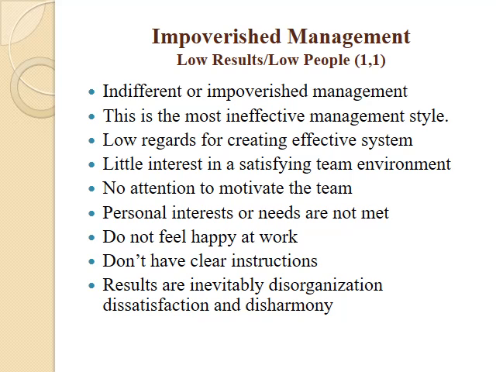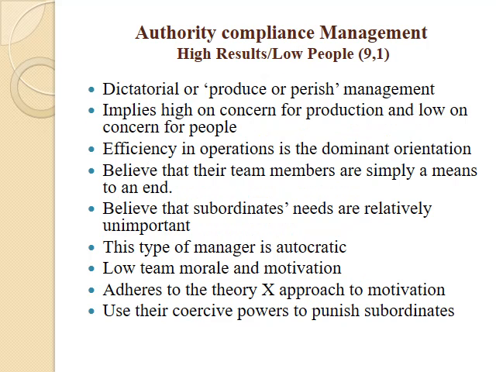You won't feel happy at work when you don't have clear instructions and your personal interest or needs are not met. The results are inevitably disorganization, dissatisfaction, and disharmony. The next is authority compliance management, that is high results, low people, which is 9:1. The authority compliance management style, also called the produce or perish style, implies that managers score high on concern for production and low on concern for people.